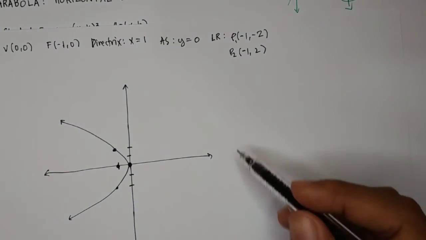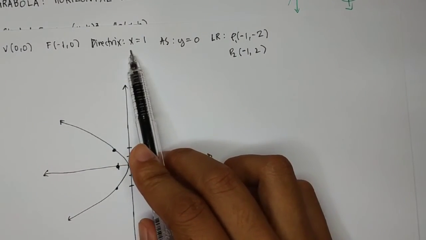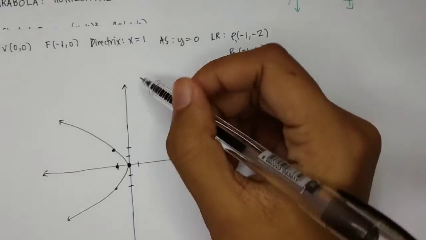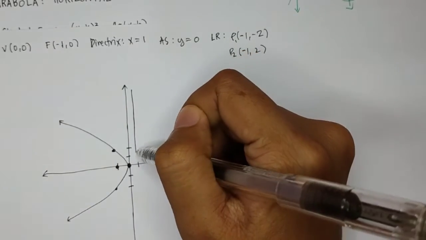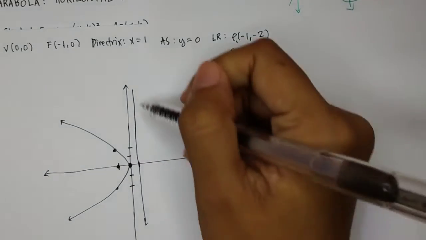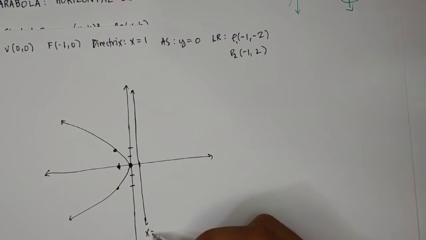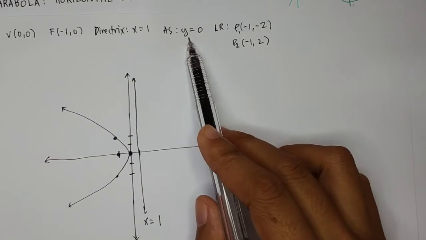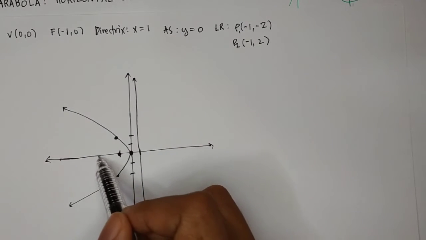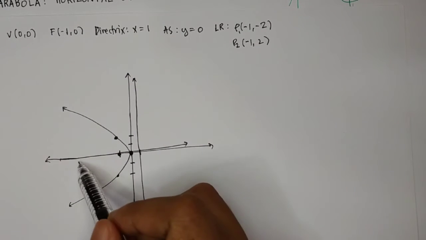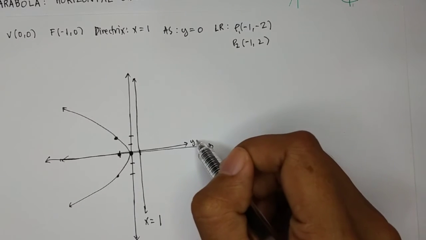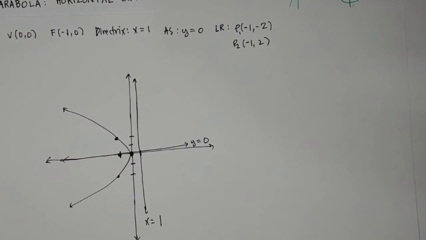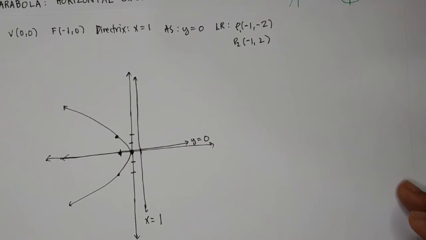Okay, then, ano yung directrix natin, that is x is equals to 1. So, we have here 1. So, ito yung magiging directrix natin. So, this is x is equals to 1. And yung, ano natin, axis of symmetry, ito yung axis of symmetry natin. Along this is y is equal to 0. So, yan yung magiging graph natin.